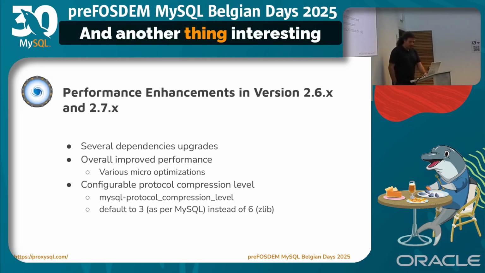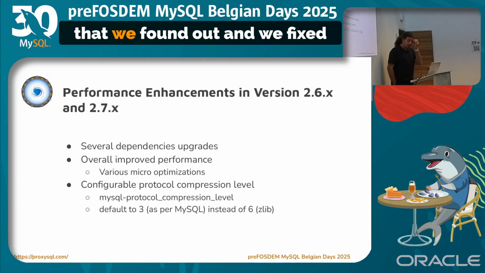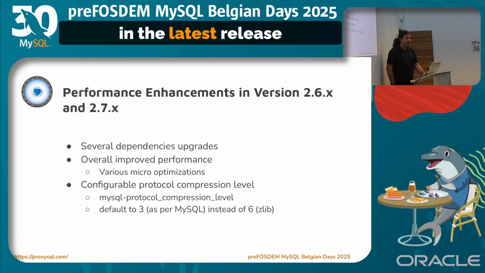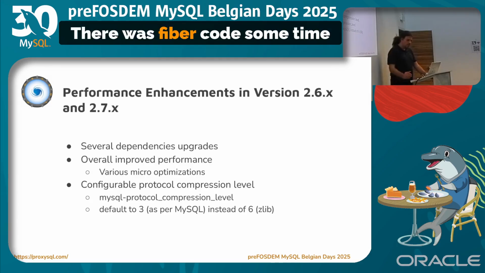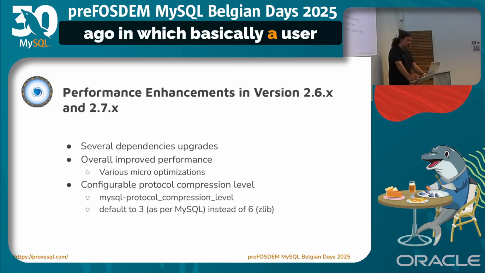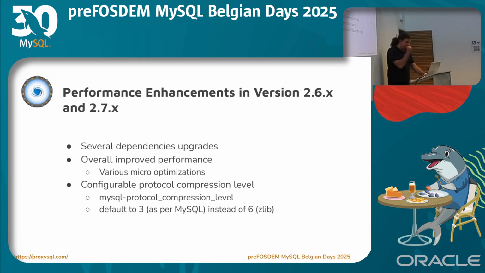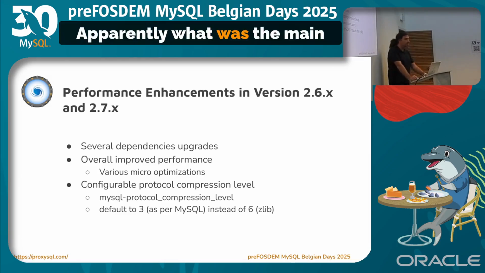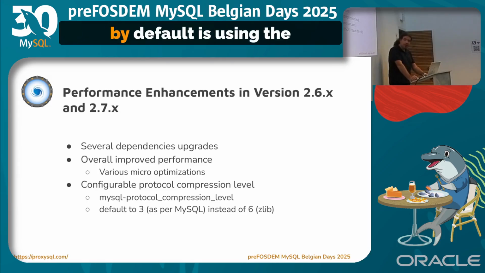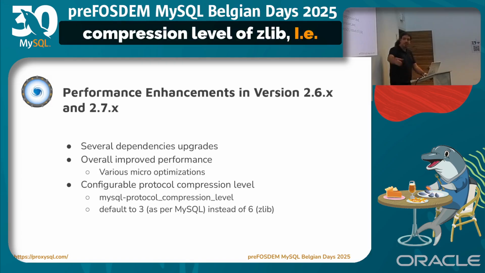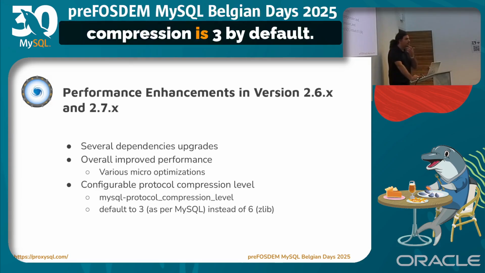And another interesting thing that we found out and fixed in the latest release, 2.7.2 actually, is compression. There was a report some time ago in which a user identified that when using ProxySQL compression, performance was quite bad. Apparently, the main problem was that ProxySQL by default was using the zlib compression level 6, while MySQL compression is 3 by default. So it was a huge difference.